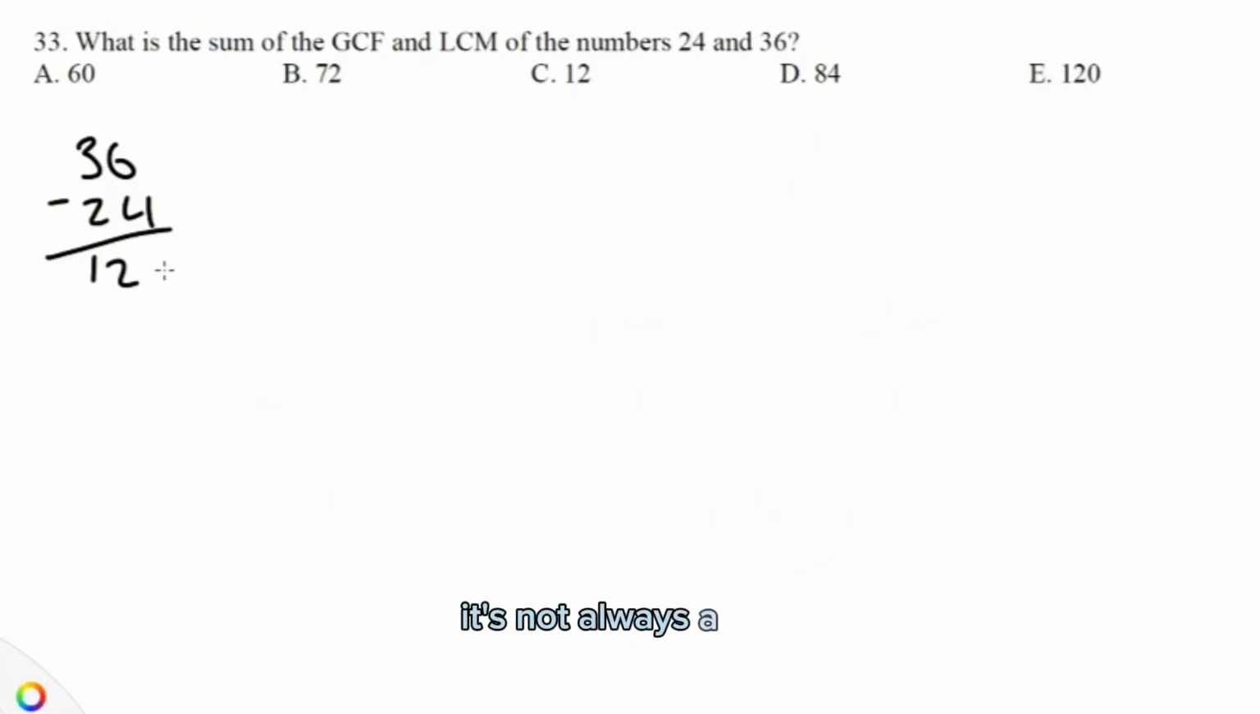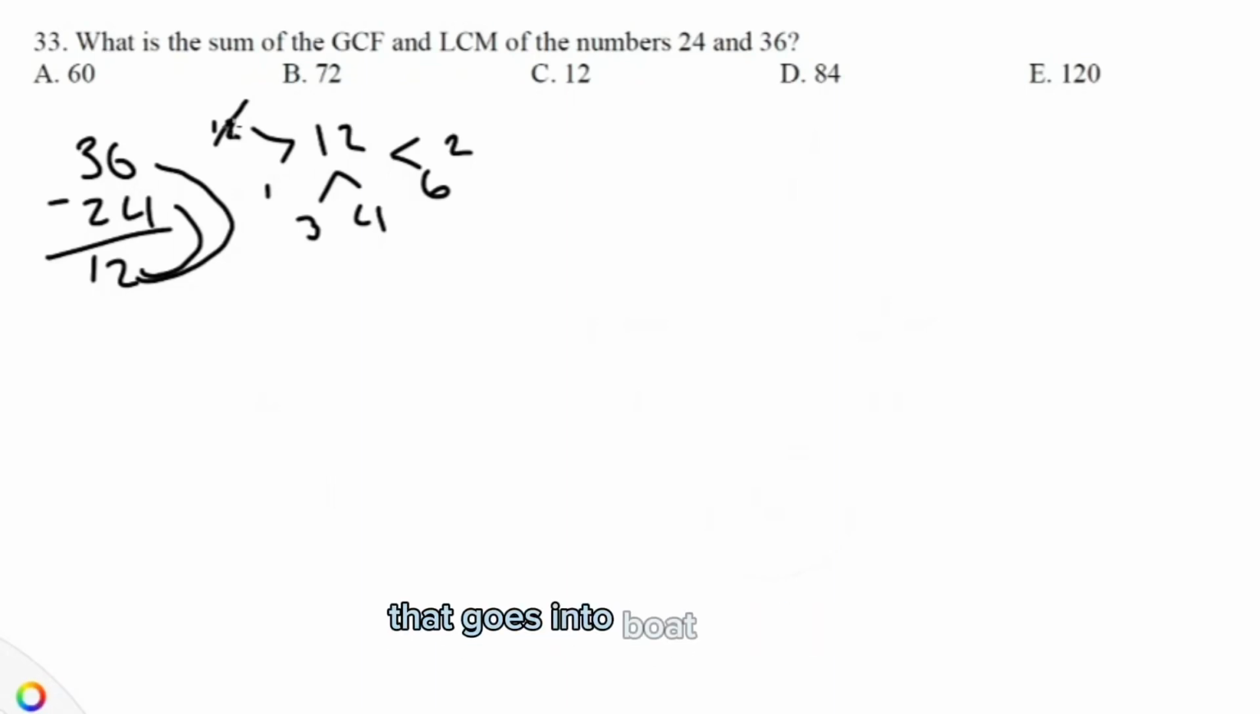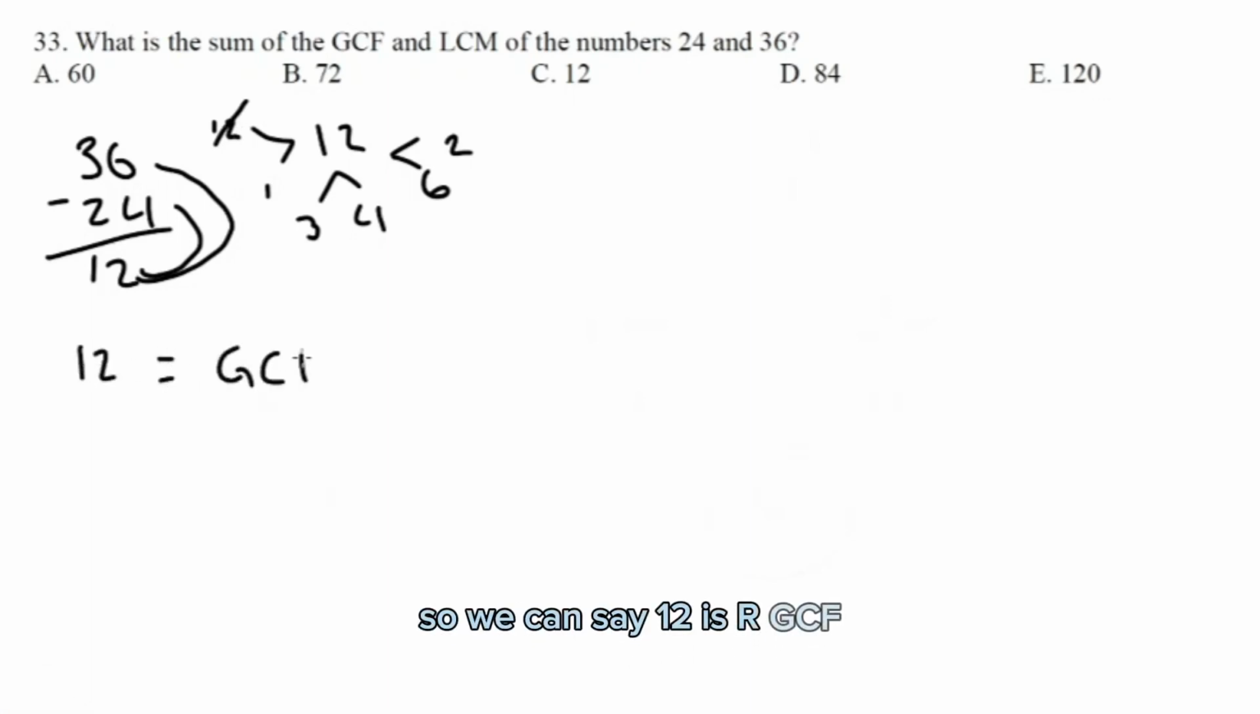It's not always the GCF, but in this case it is, just because it goes into 24 and it goes into 36. Now, just in case it didn't, you would break 12 down into its factors, like 3 and 4, 6 and 2, 12 and 1, and you would just cross off until you get the biggest one that goes into both 36 and 24. But in this case, that's just 12. So we can say 12 is our GCF.